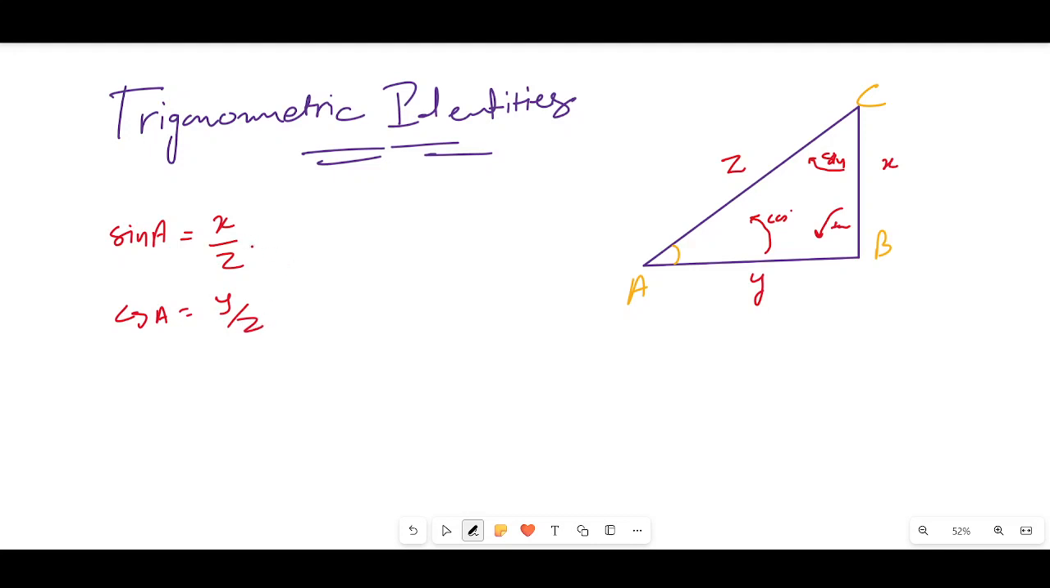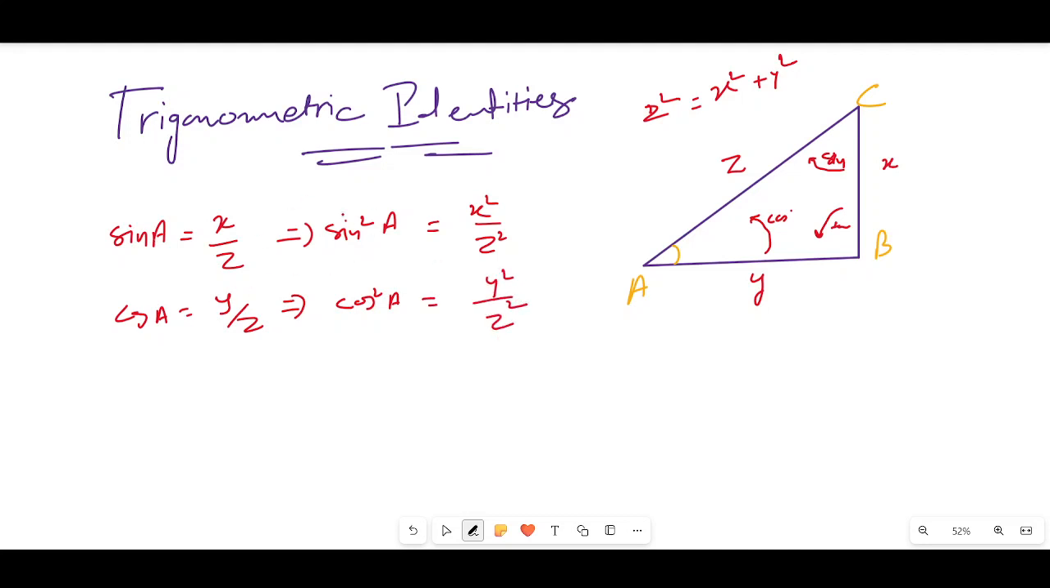Clear? Now, if we have the information about them, this is the relation: z square is equal to x square plus y square. Clear? Now, if you square it, then you will get sine square A, which is x square upon z square. Now, what is the value of cos square A? Cos square A is y square upon z square. And for your kind information, you should remember it.